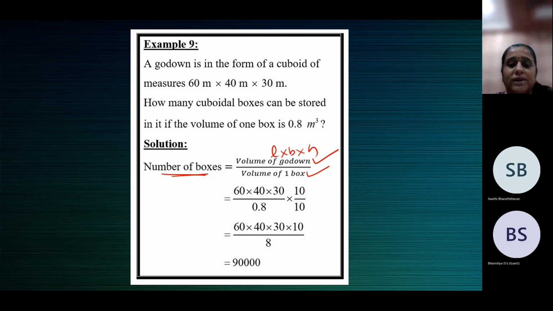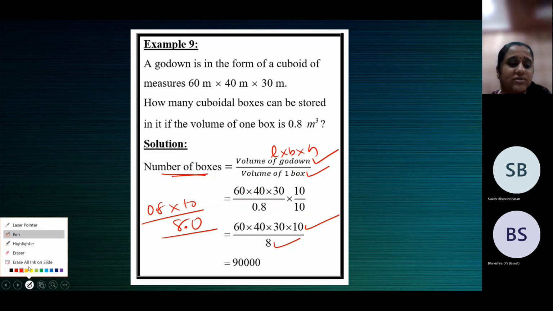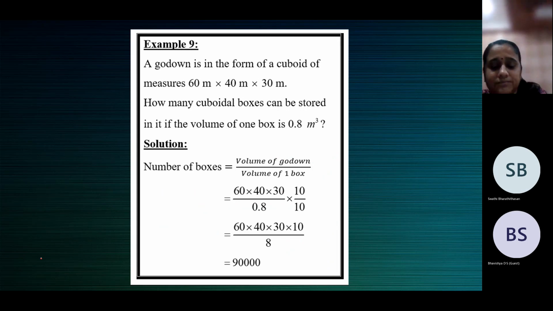So we multiply the numerator and denominator by 10. So what happens? 60 into 40 into 30 into 10, and 0.8 into 10 becomes 8. When you multiply, you get 80, and you put a decimal point here, so it's 8. So when you simplify, you get 90,000. So 90,000 boxes can be stored in the godown. Right, children?